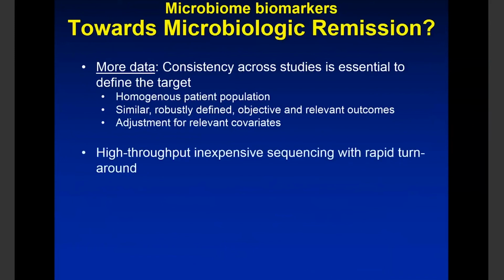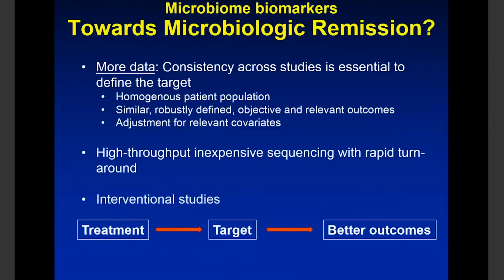We need high throughput, inexpensive sequencing with rapid turnaround for easy implementation in practice. For example, there have been advances in fields such as paper-based diagnostics that may help us achieve this. And finally, we need interventional studies that confirm the value and utility of microbiome-based biomarkers in serving as a target for translating to better outcomes from our treatment.